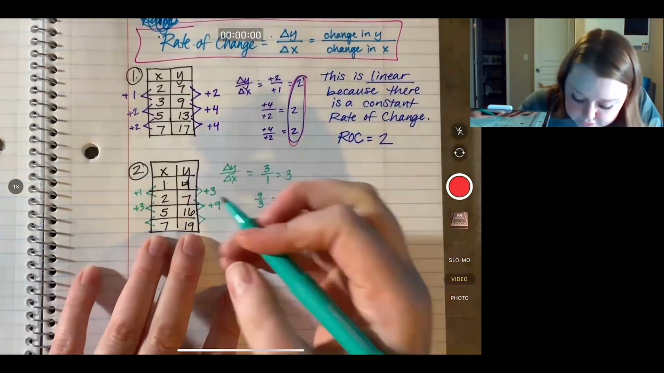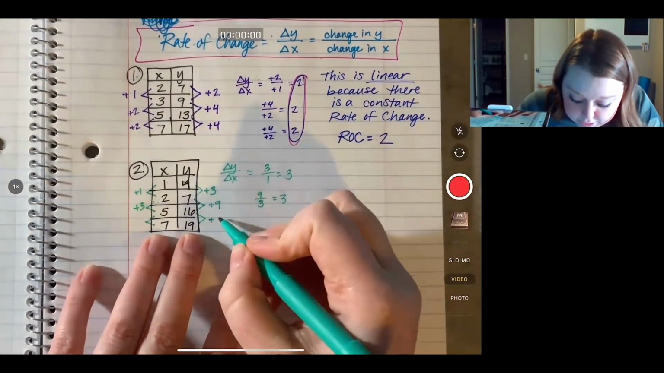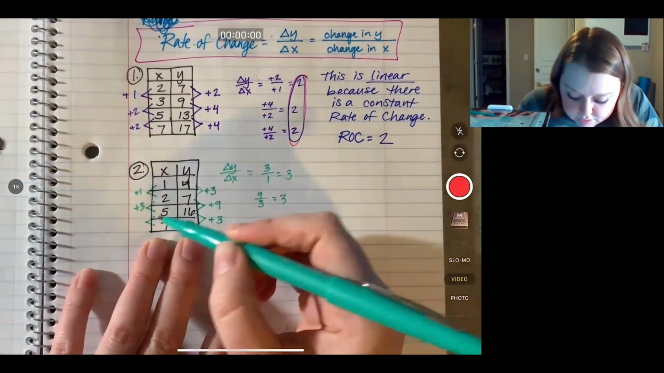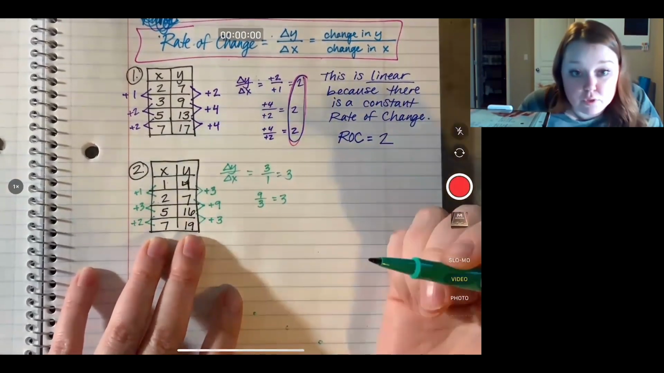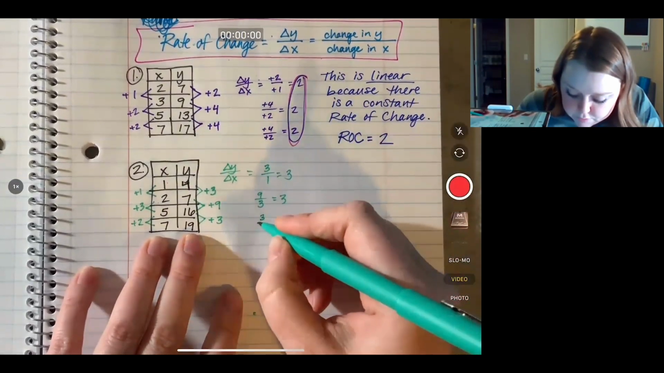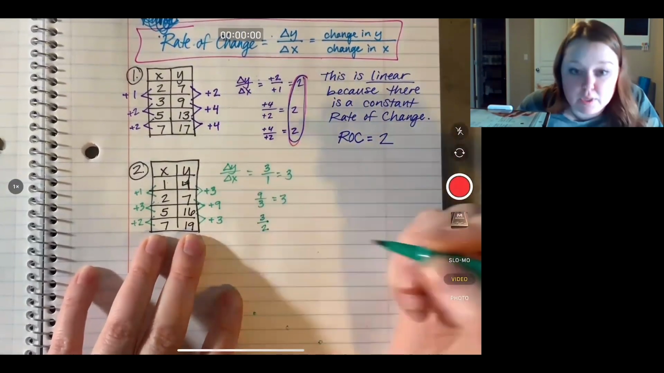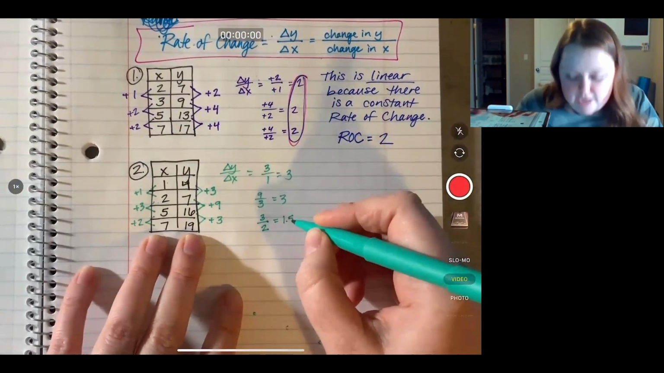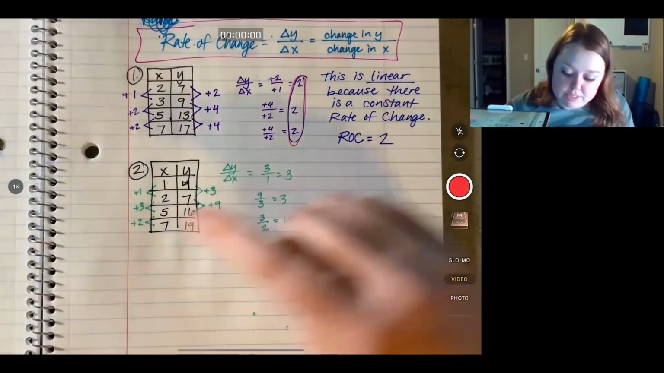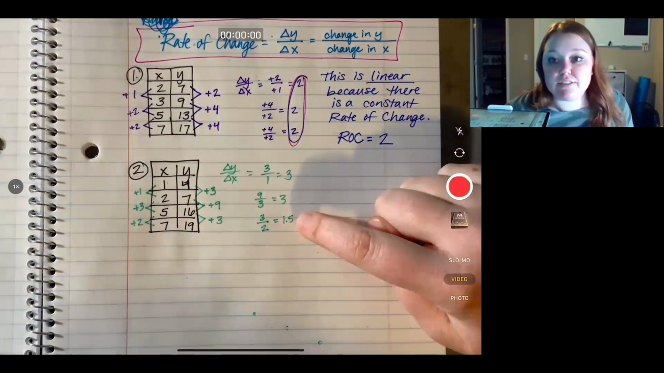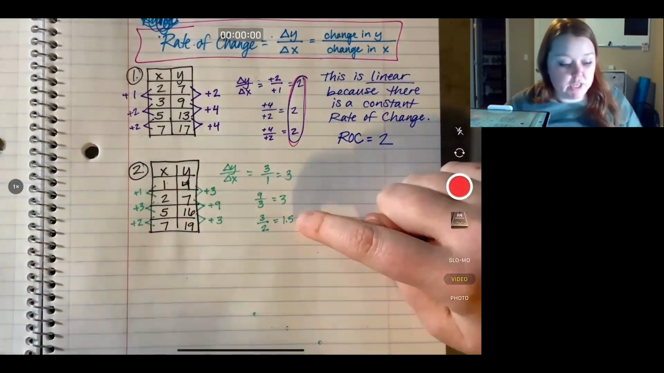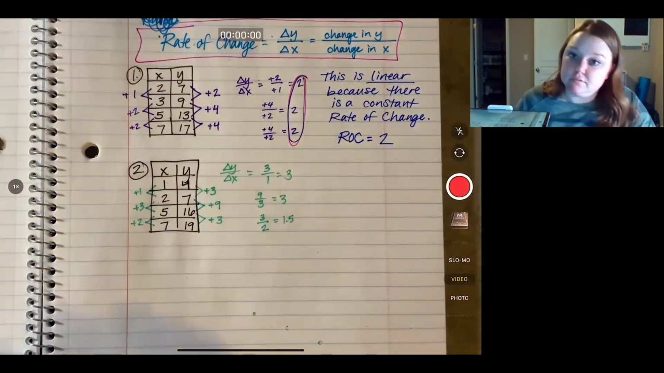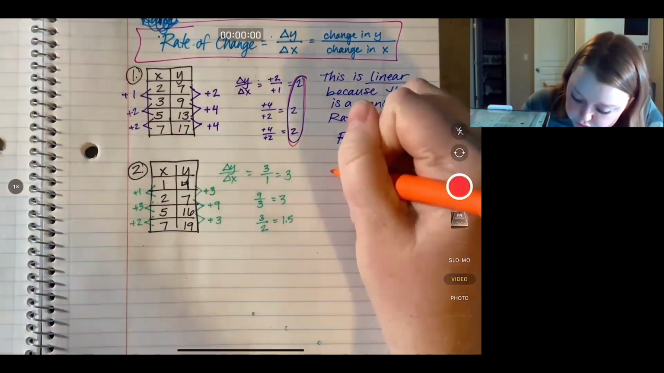Last one, 16 to 19. That's an increase of 3. From 5 to 7, that's an increase of 2. So my change in Y was 3, my change in X was 2. 3 divided by 2 is 1.5. So did this stay constant? No. So is this linear or nonlinear? This is nonlinear. So here's your statement.